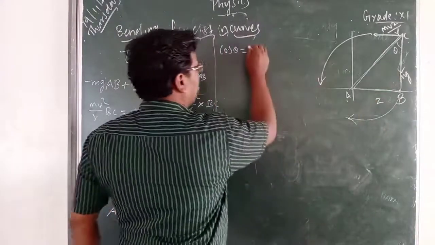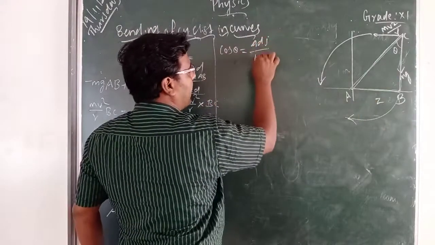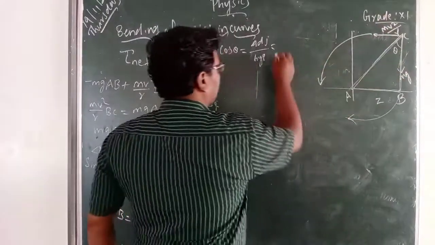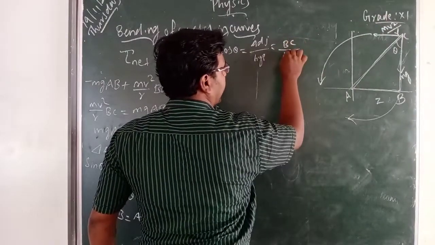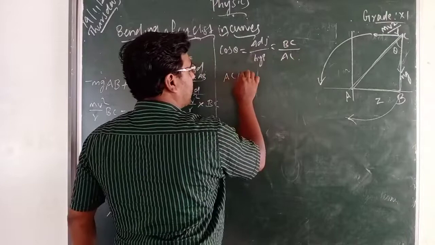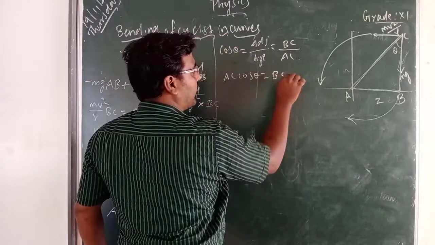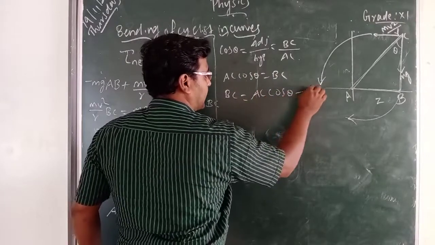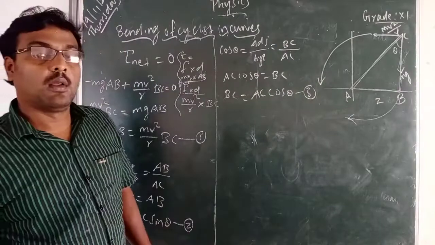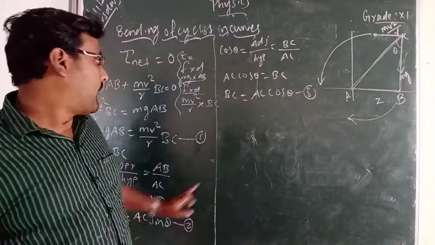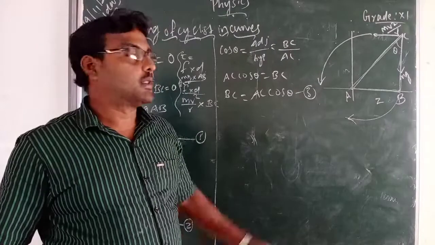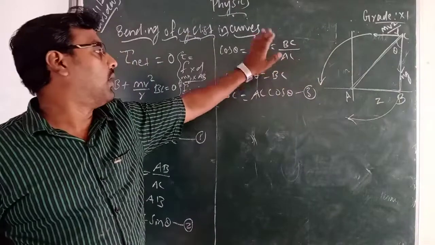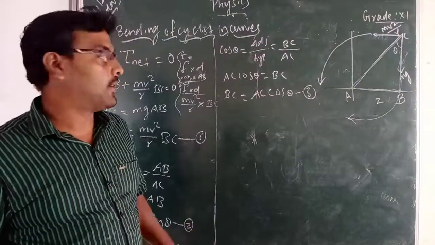Cos theta formula is adjacent side by hypotenuse. Here the adjacent side is BC, so BC by AC. So BC equals AC cos theta. This is equation number 3. Understand how you got the AB value and BC value? First you take sin theta from triangle ABC, then cos theta from triangle ABC.